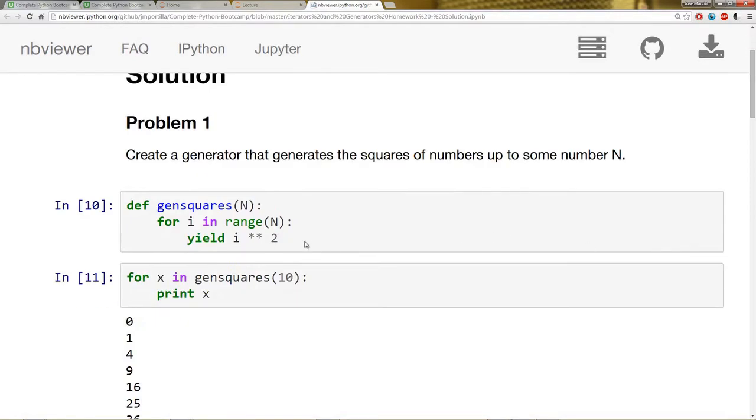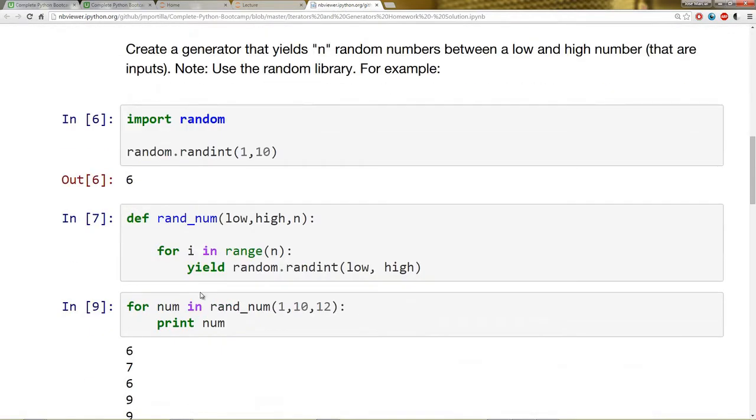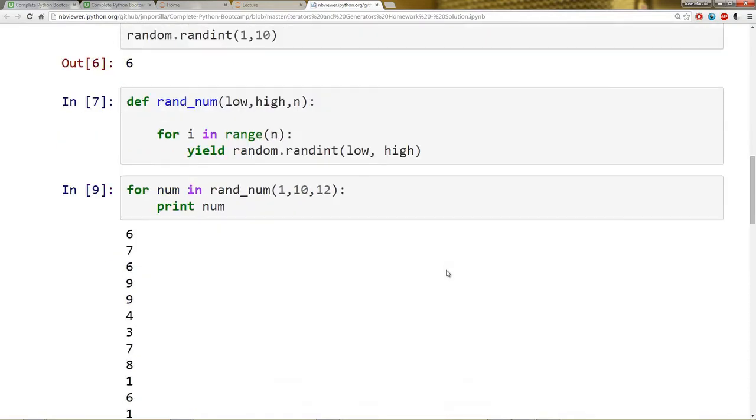So problem 1, hopefully it was pretty simple. All you had to do was say for i in range n, and then yield that i squared. Problem 2, a little more complicated since we introduced this random library, but pretty similarly, you just had to say for i in range n, and then yield, and then basically this line, but with the inputs low, high.